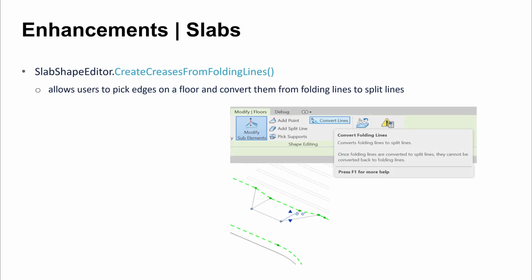In terms of slabs, there is now the ability to create a crease from a folding line. So basically you can pick the edge of a floor and convert them from one to the other.